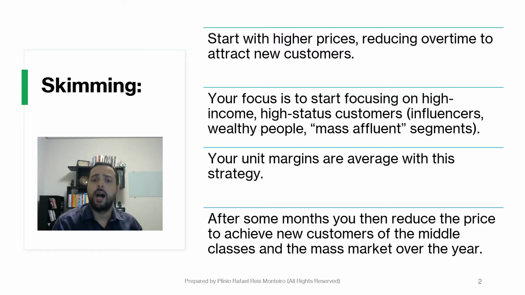Your focus here is to start with these high status customers like influencers, wealthy people, and mass affluent segments. And in this strategy, since you're going to reduce your price over time, your unit margins are average. So you start with very high prices, but then you need to reduce your price, and this means that the average of your margin is in the average of the other strategies that you can choose. So basically here, the strategy is trying to start focusing on these wealthy and influential people, and then reduce the price to attract new customers for your product.